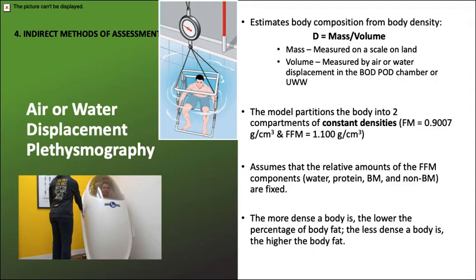Now let's talk about another indirect method of assessment, and this is called air or water displacement. It can either be in the water, you can see the chamber that the individual is sitting in, and they'd be submerged in the water, and then you're supposed to exhale all of your air out of your lungs. And at that point, your weight is measured, and that's known as your body density, your mass over the volume.